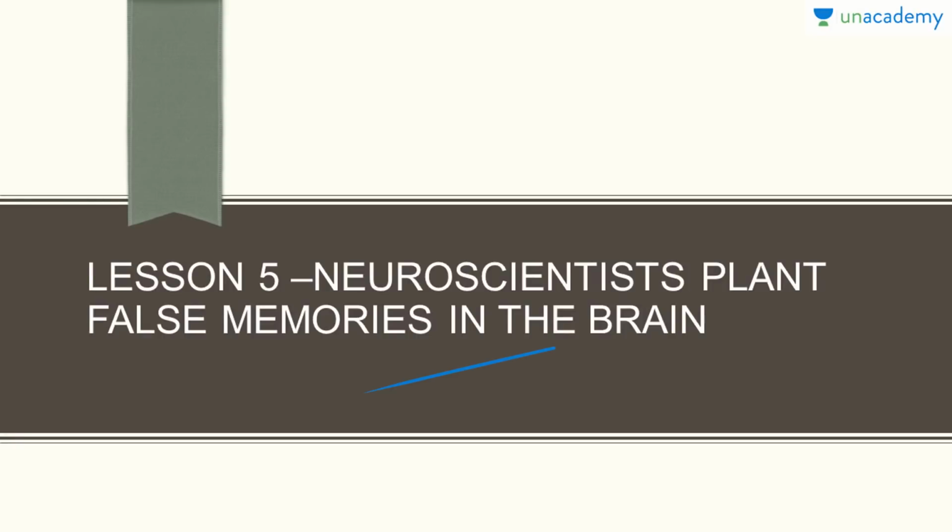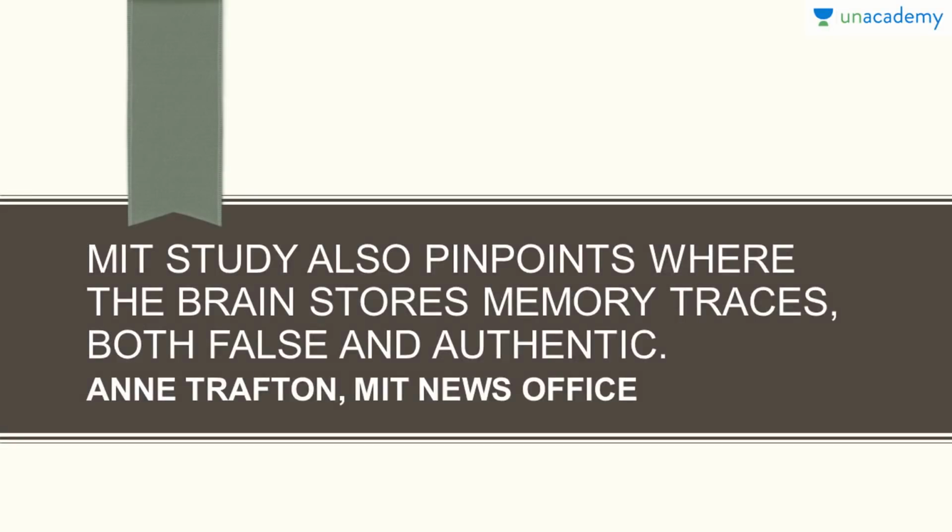Lesson 5 deals with neuroscientists planting false memories in the brain. MIT study also pinpoints where the brain stores memory traces, both false and authentic. This is written by Anne Trafton, MIT News Office.